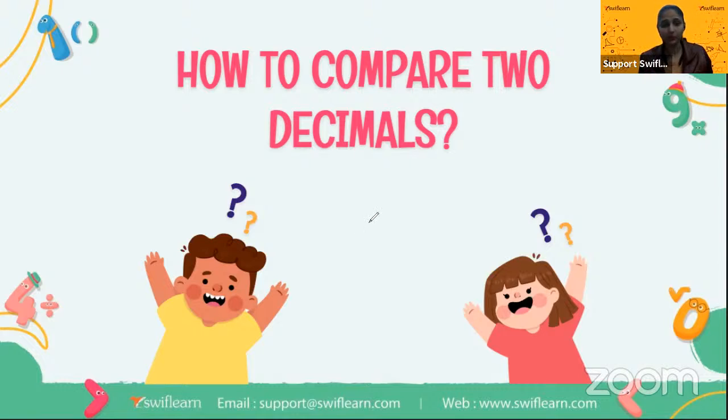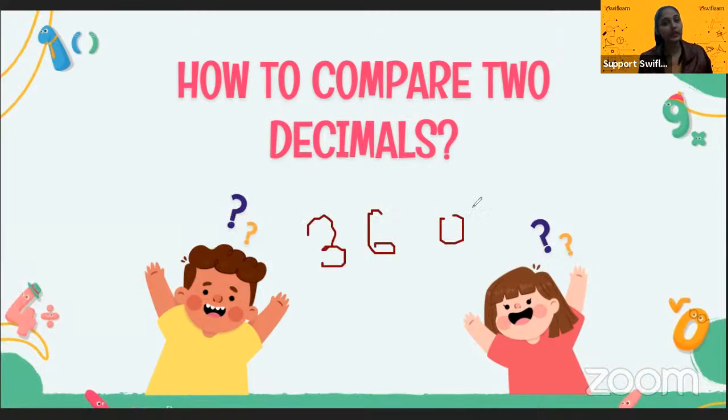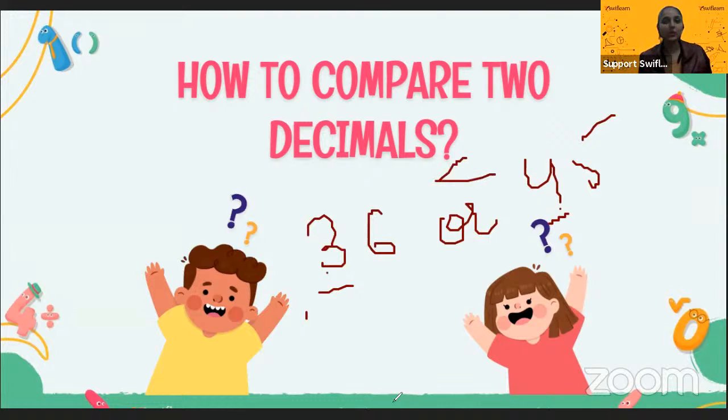Let's suppose I have one number as 36 and the other number is 45. How can I compare them? I will simply look at the tens place of both numbers. If the tens places are not the same, whose tens place is bigger, that number is bigger. So 45 has the bigger tens place, which means this number is going to be bigger. We have to do the same with decimal numbers.